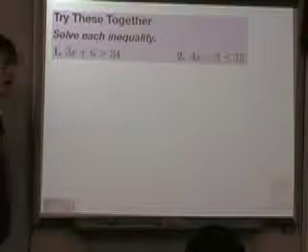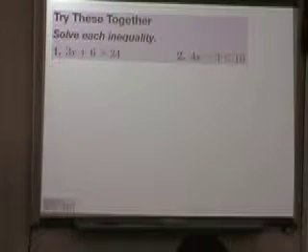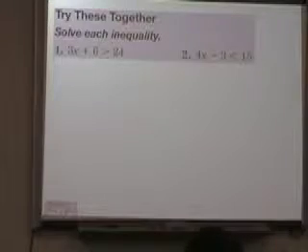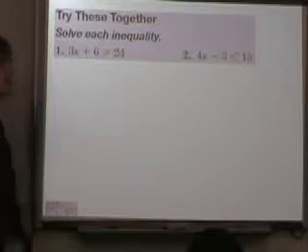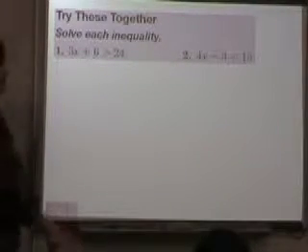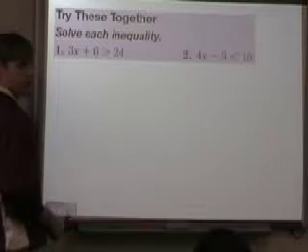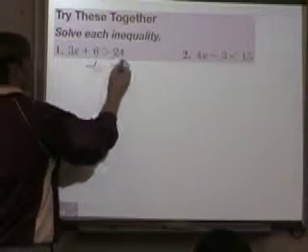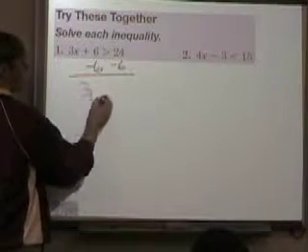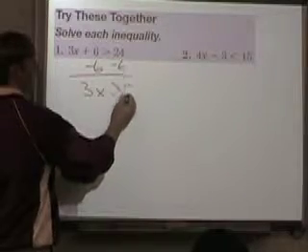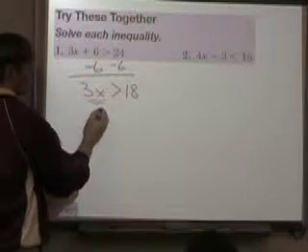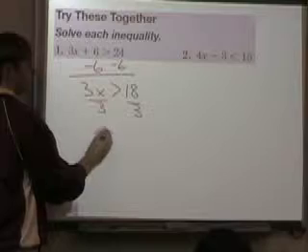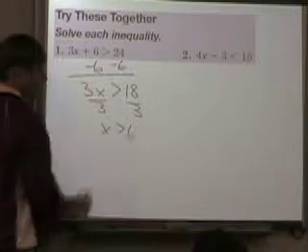Do the one on the left first. 3x plus 6 is greater than 24. Now, this one's a little bit easier. This is kind of what we've been doing before. What would I do first? Subtract 6 on both sides, so I have 3x is greater than 18. Then I would divide 3 on both sides, so x is greater than 6.